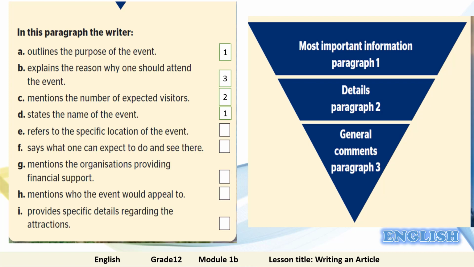Refers to the specific location of the event. Location is an important piece of information as well. Again, paragraph 1. Says what one can expect to do and see there. This is what we can call details. Paragraph 2, definitely correct.